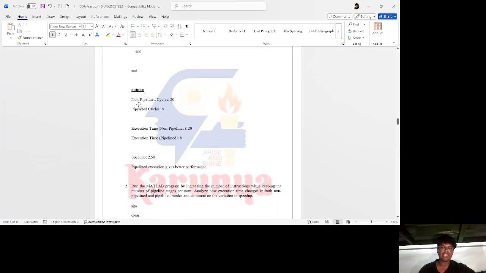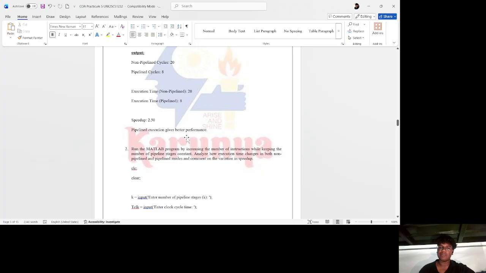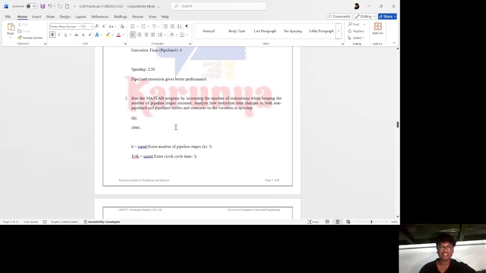The output will be: non-pipeline is 20, pipeline is 8, the execution time of non-pipeline is 20, and the execution time of pipeline is 8. The speed up will be dividing both, and the speed up will be 2.5. Pipeline execution gives a better performance. So we are getting to the second question.